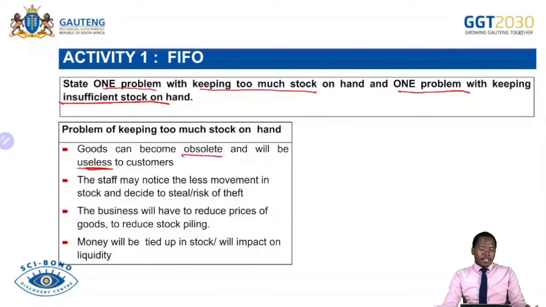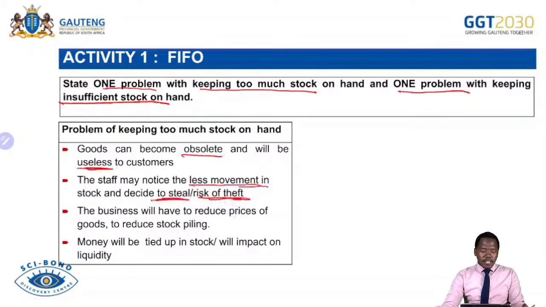Second one, the staff, the customers, and other people may notice that our stock is having less movements, and then they may also decide to steal, or it puts our stock at risk of being stolen.